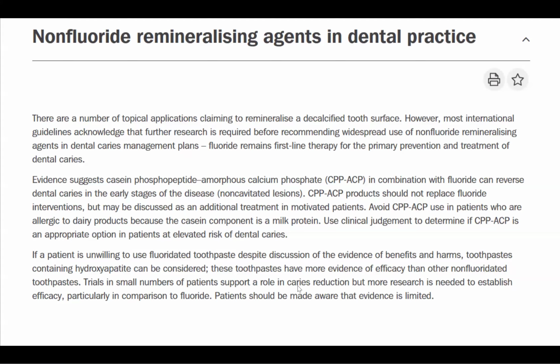Okay, so hydroxyapatite containing toothpastes are more efficient than non-fluoridated pastes. If your patient says, I don't believe in fluorides, give them a paste containing hydroxyapatite and tell them this is not fluoride, but this element or chemical is what is going to help in preventing decay in your teeth.